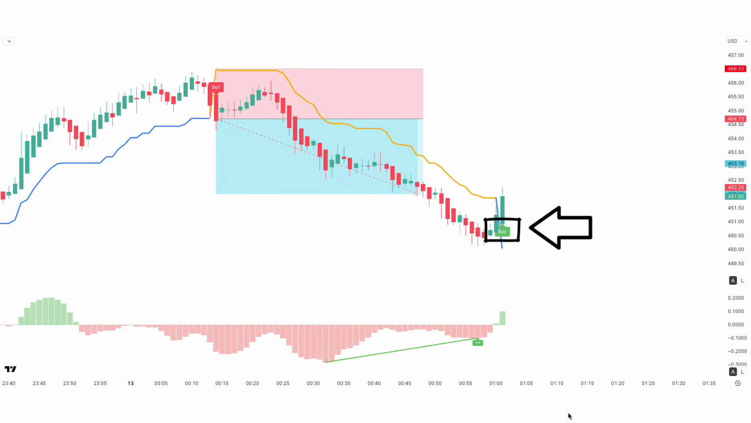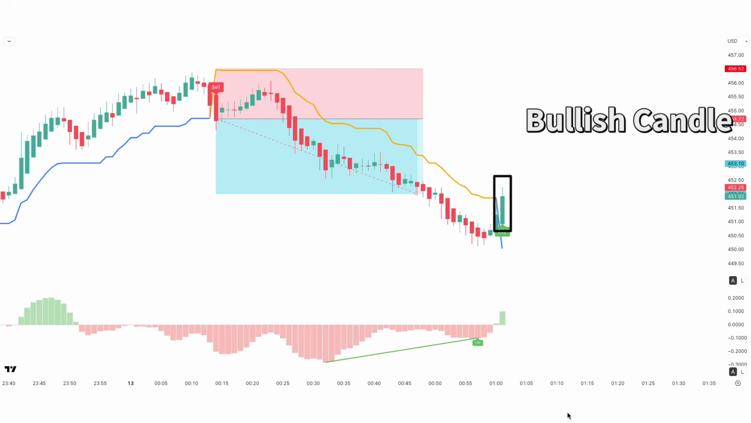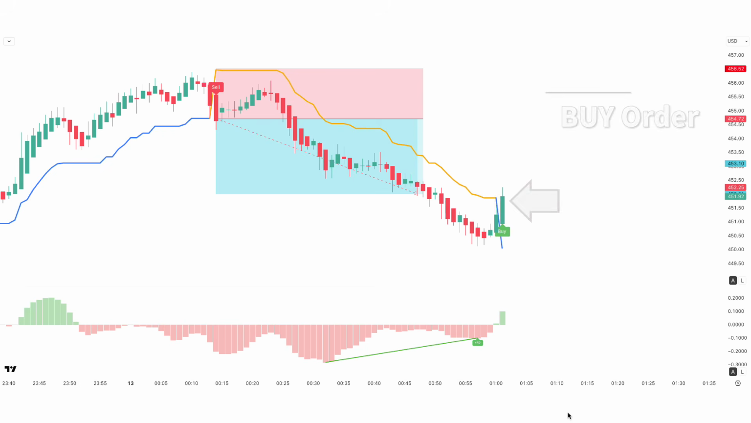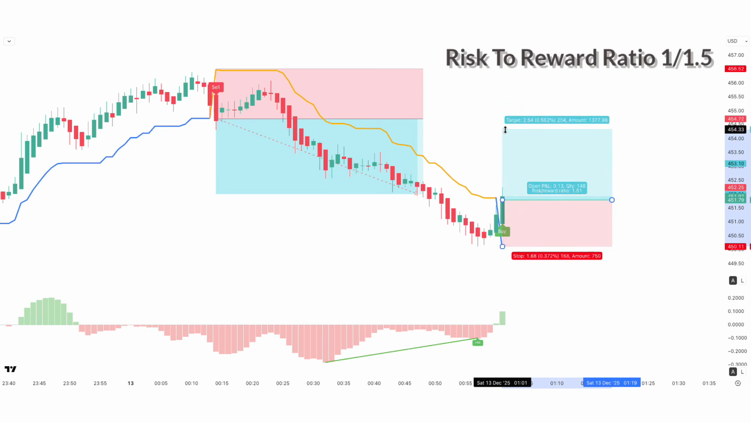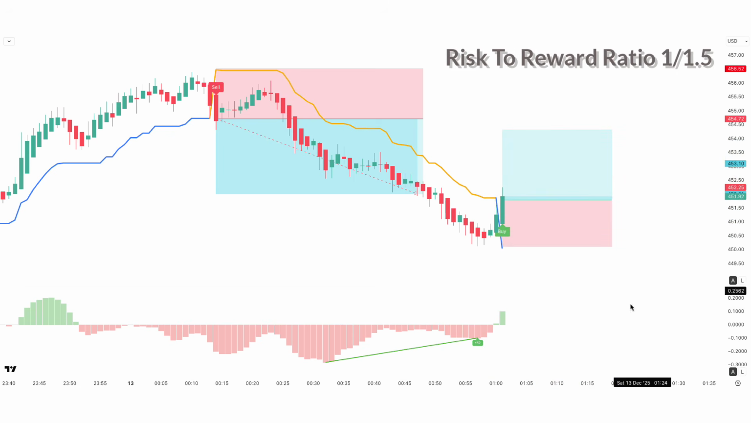Here, the IDX5 up arrow of this indicator is a buy signal. Here, the divergence detector shows green columns. Here, the market has made a bullish candle to give confirmation. So all our conditions are being fulfilled, so we are placing an order to buy. Our stop loss is to be placed at the blue line. And the risk to reward ratio will be 1:1.5.